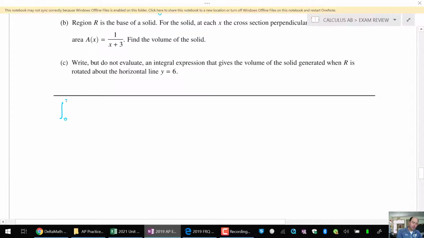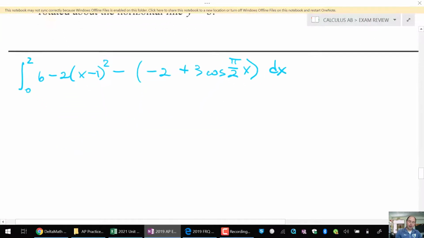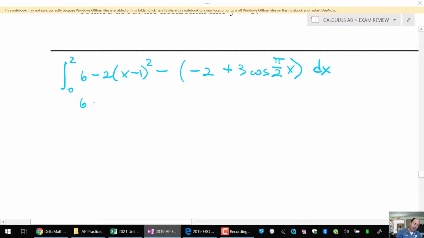So the integral from 0 to 2 of the top function h, 6 minus 2 times the quantity x minus 1 squared, minus parentheses negative 2 plus 3 cosine of pi over 2 times x. Let's see if I can use some algebra to make my calculus go a little bit smoother. How about we simplify first? So let's call this in here 6 minus 2, and I'll expand x squared minus 2x plus 1, and then distribute that negative, so plus 2 minus 3 cosine pi over 2x.